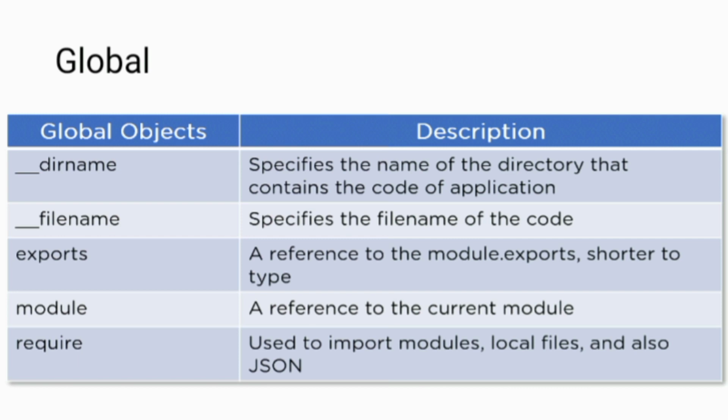__dirname, that is directory name, specifies the name of the directory that contains the code of the application. Next, __filename specifies the file name of the code. Next, exports, a reference to module.exports, shorter to type. Next, module, it is a reference to the current module. The next object is require, which is used to import modules, local files and also JSON.